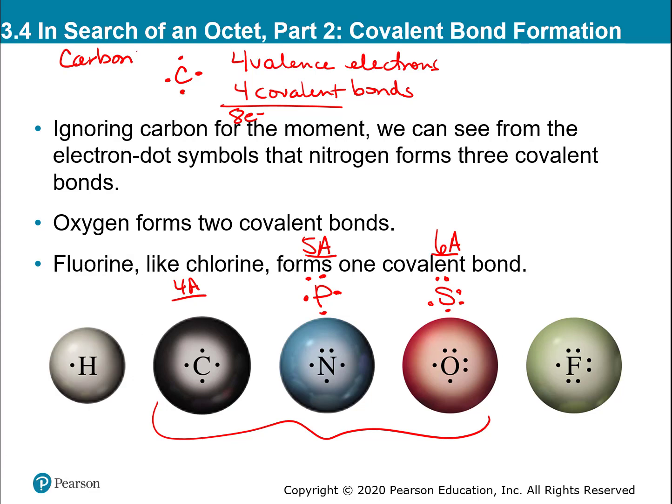What about nitrogen? Nitrogen has 5 valence electrons. It's in group 5A. So I know that it is going to need 3 covalent bonds, because it's going to need the octet. So you're going to end up having to form pairs. Any electrons that are not paired are going to have to form covalent bonds to become stable.